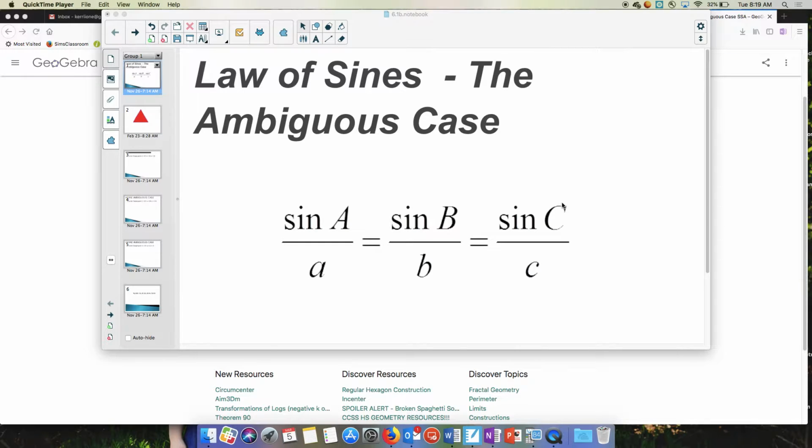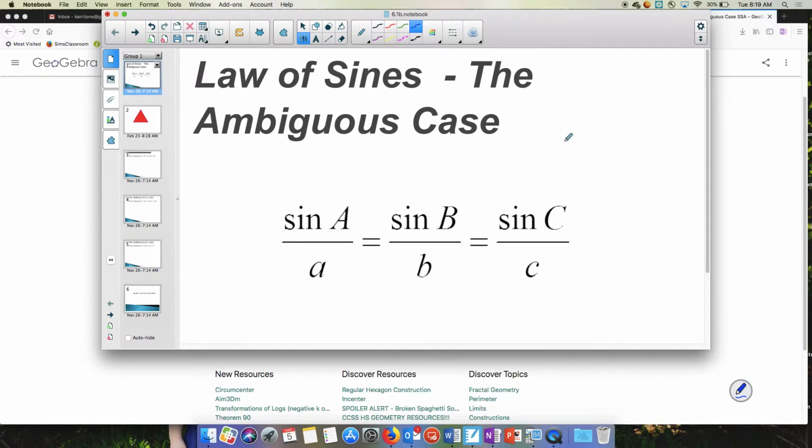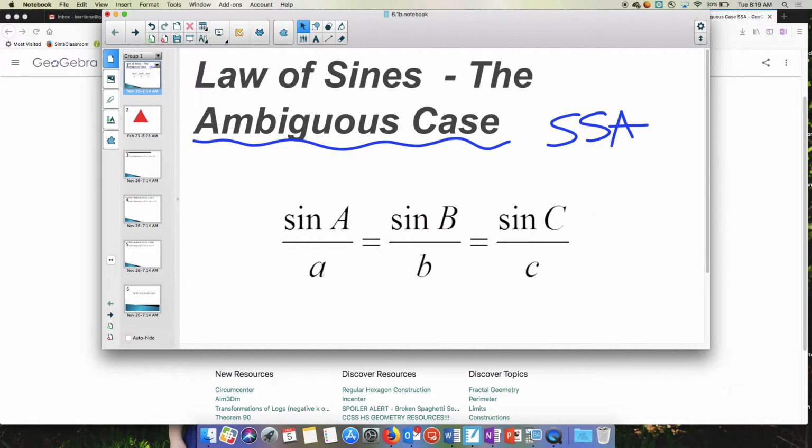Today we're going to talk about the third scenario where we can use the law of sines. We talked about yesterday that the law of sines can be used with angle, side, angle; angle, angle, side; and then side, side, angle. And I pointed it out and we all kind of giggled. We want that to stick out to us because it is a special case.